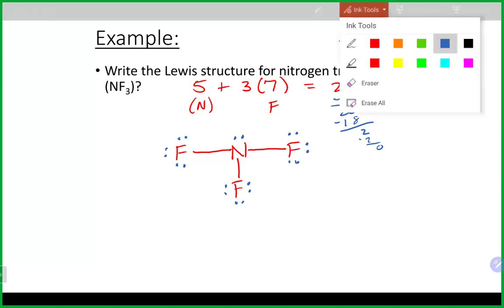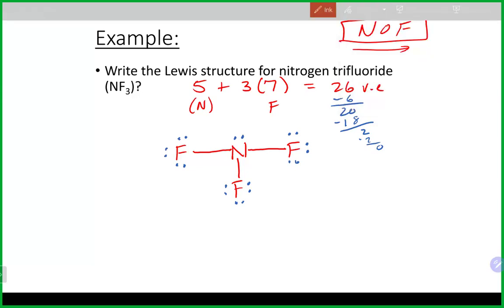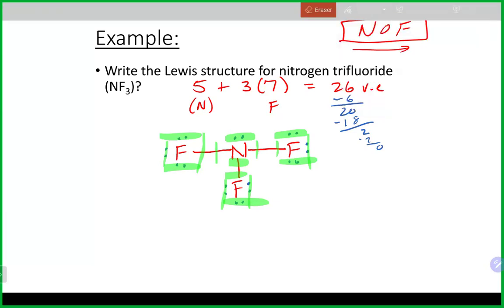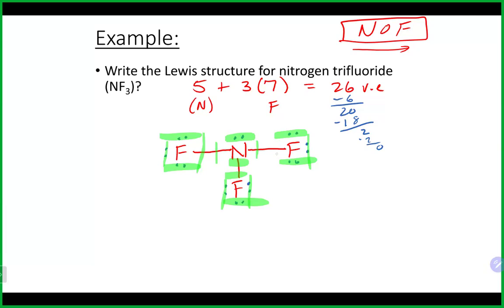Really, the last thing that I want to make sure of is that everybody has met the octet rule. So if we look at each of the fluorines, 2, 4, 6, 8 electrons, 2, 4, 6, 8 electrons, 2, 4, 6, 8 electrons. And for the nitrogen in the middle, 2, 4, 6, and 8 electrons. So everybody has met the octet rule. We have distributed all 26 of our electrons here. So our picture is good, and this would be the correct Lewis structure for NF3.